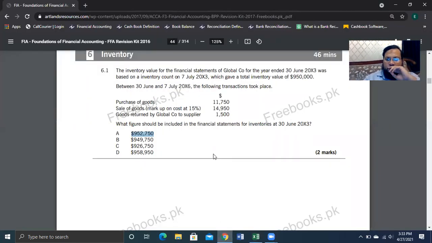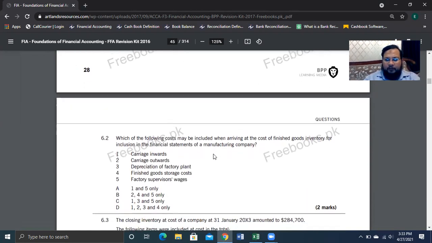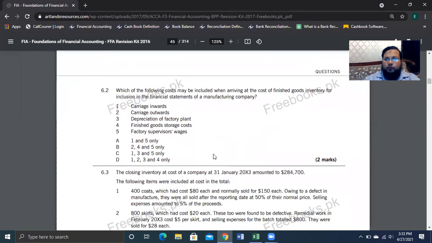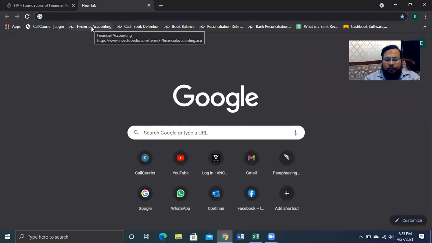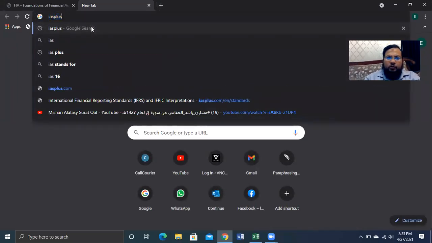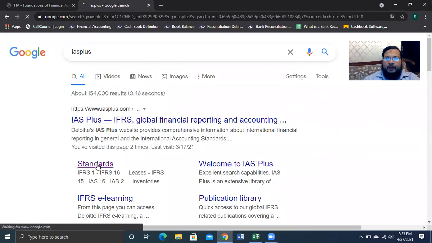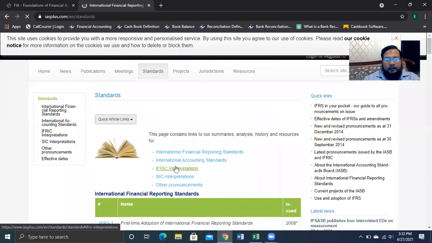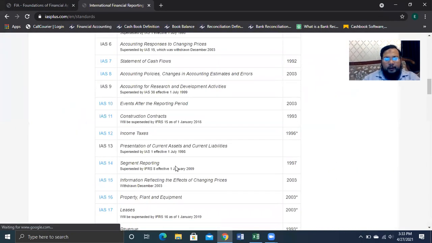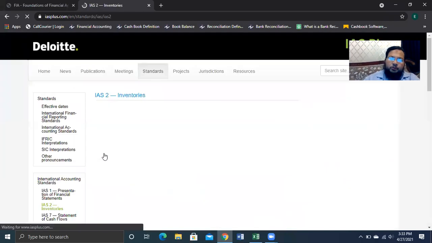This is 6.1 question. Then we move forward. We have 6.2. It is very interesting because this question says, which of the following costs may be included. As we have already understood, when we go to the isplus.com and we go to the standards, and then we just open IAS 2 because we are following this IAS 2.